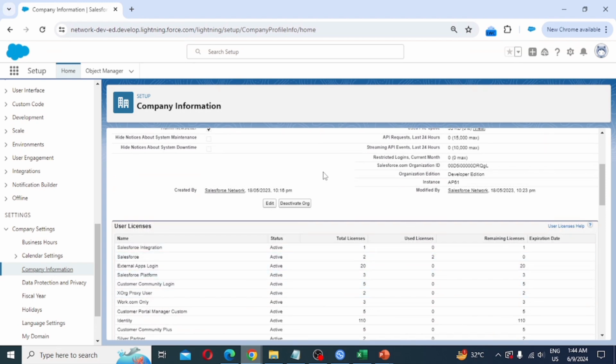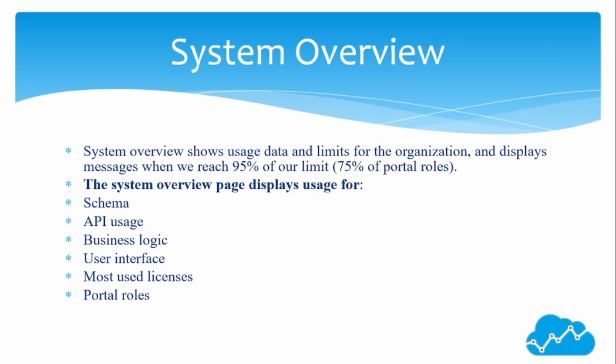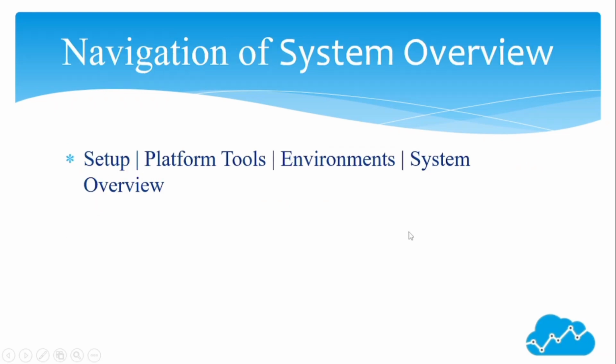System overview shows usage data and limits for the organization and displays a message when we reach 95% of our limit, 75% of portal roles. The system overview page displays usage for schema, API usage, business logic, user interface, most used licenses, portal roles. Navigation of system overview: Setup, Platform Tools, Environments, System Overview.